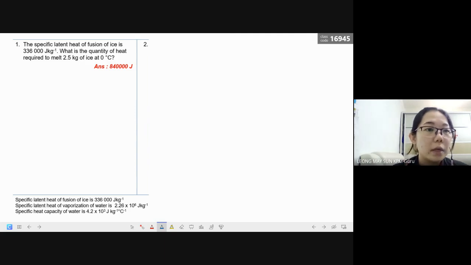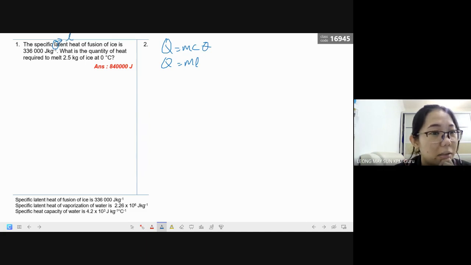Okay. So right now the question says the specific latent heat. Let me give you guys and teach you guys a few tips. When to use Q equals to mc theta, when to use Q equals to ml. You see this word, specific latent heat? Specific latent heat starts with the letter L. So when you want to calculate this heat to melt, we use Q equals to ml. Later on, I will teach you guys when to use mc theta. I have another question that combines these two.